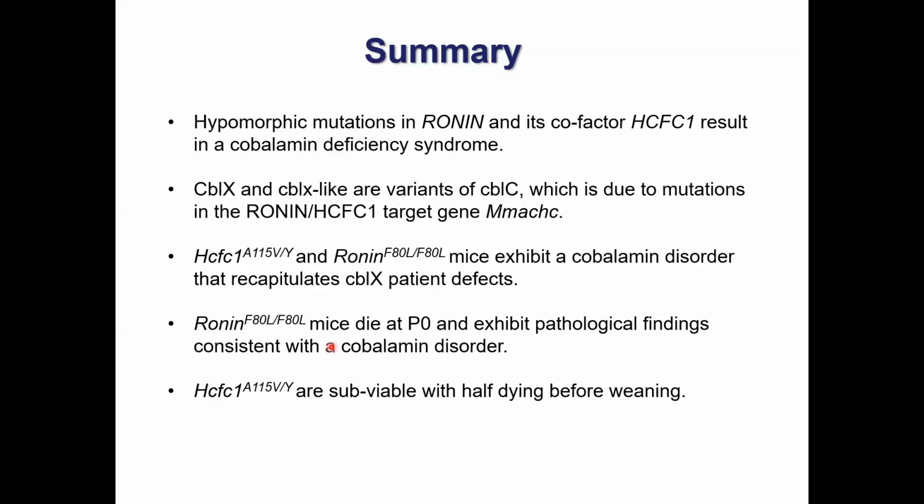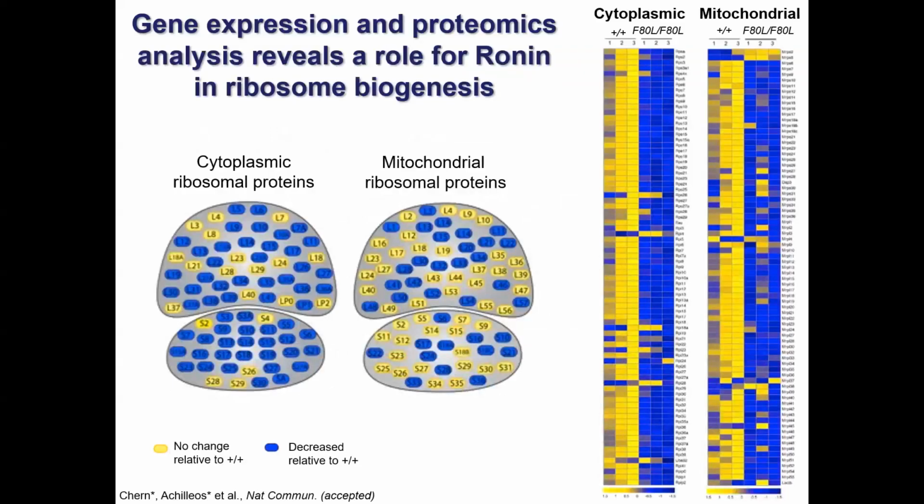So now that we know that our models resemble this human condition, we wanted to learn more about the pathophysiology, what causes this disease on the cellular and molecular level. And very briefly, I will say that we performed some gene expression and proteomic analysis, among others, and we found that ribosome biogenesis is actually affected in these mice. And this is a novel finding that we didn't know of before.